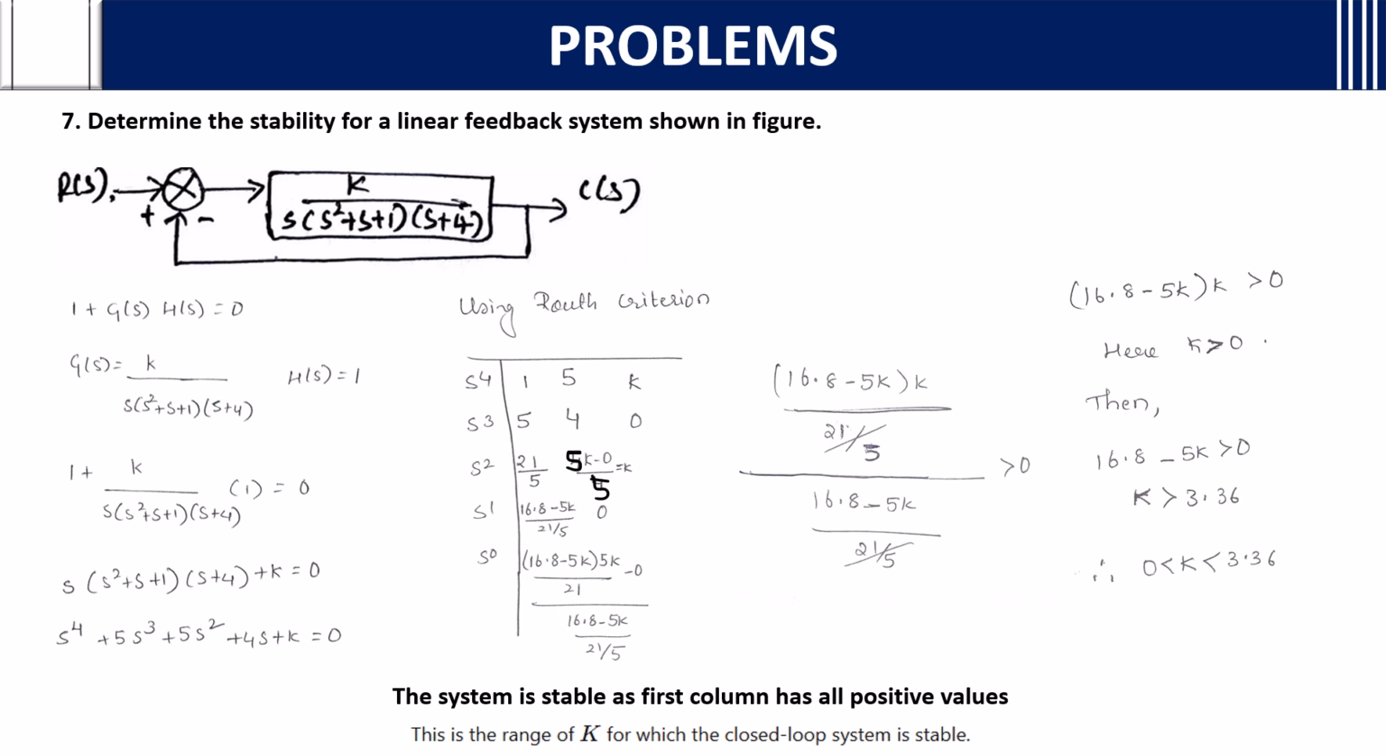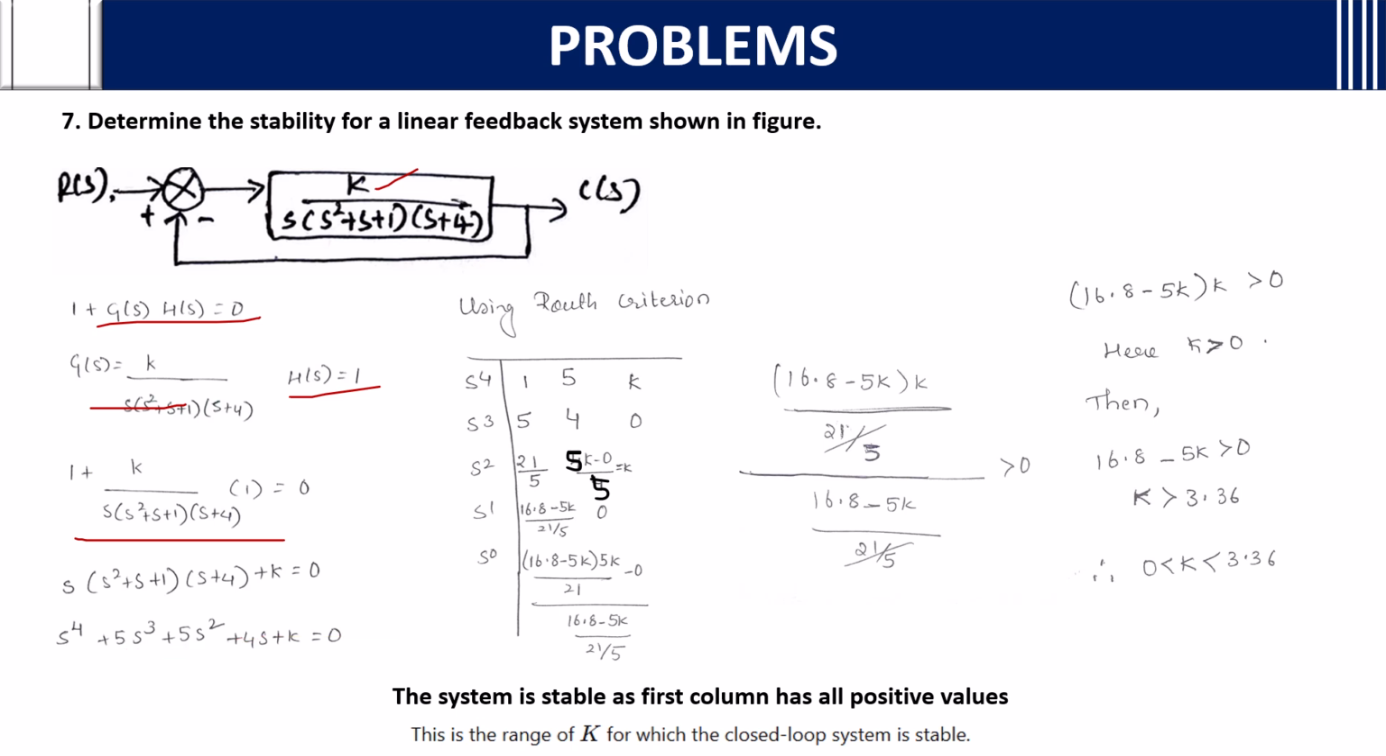If something like this is given, you need to find the k value. So 1 plus g of s into h of s will be 0. That is the characteristic equation, if there is some diagram like this given. So g of s is given and h of s is given. If you substitute, then by simplifying you will get the characteristic equation.